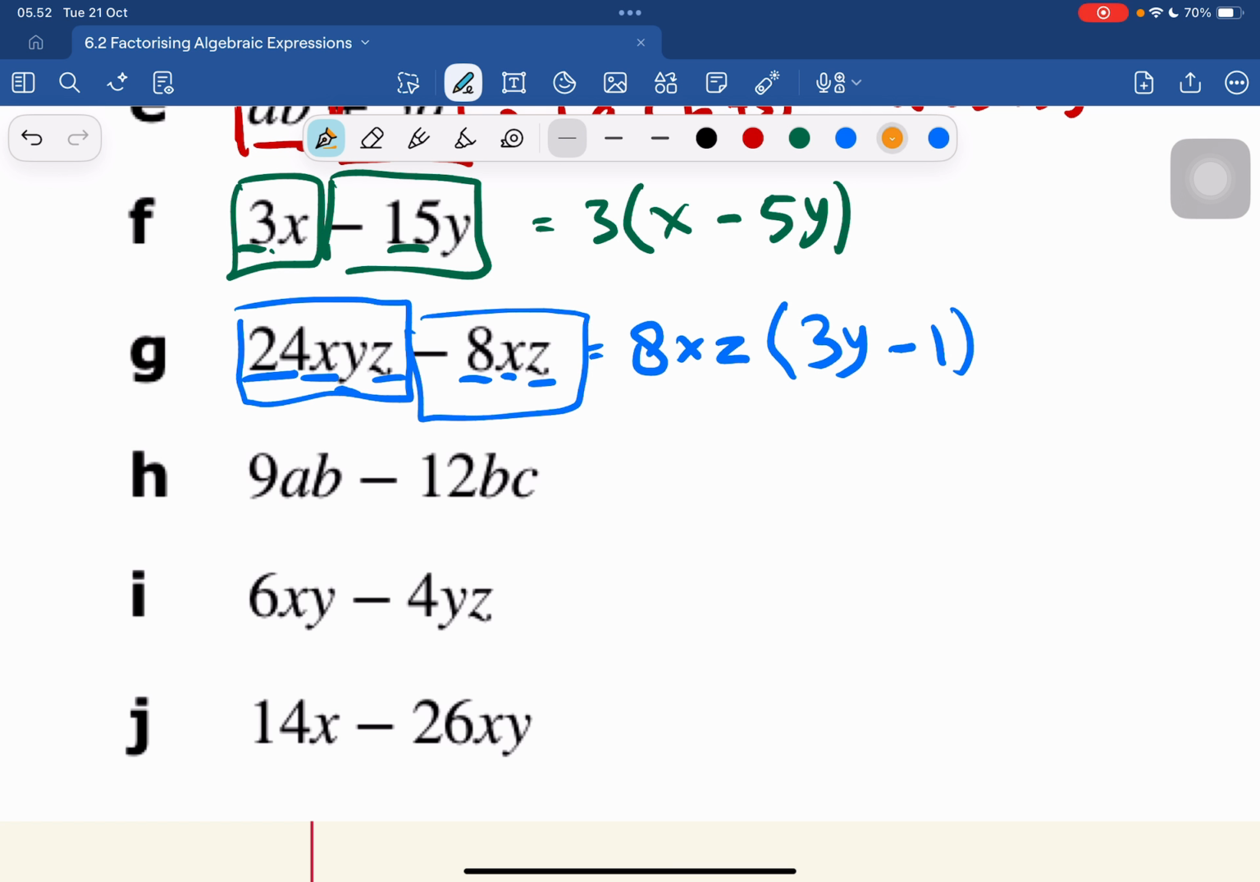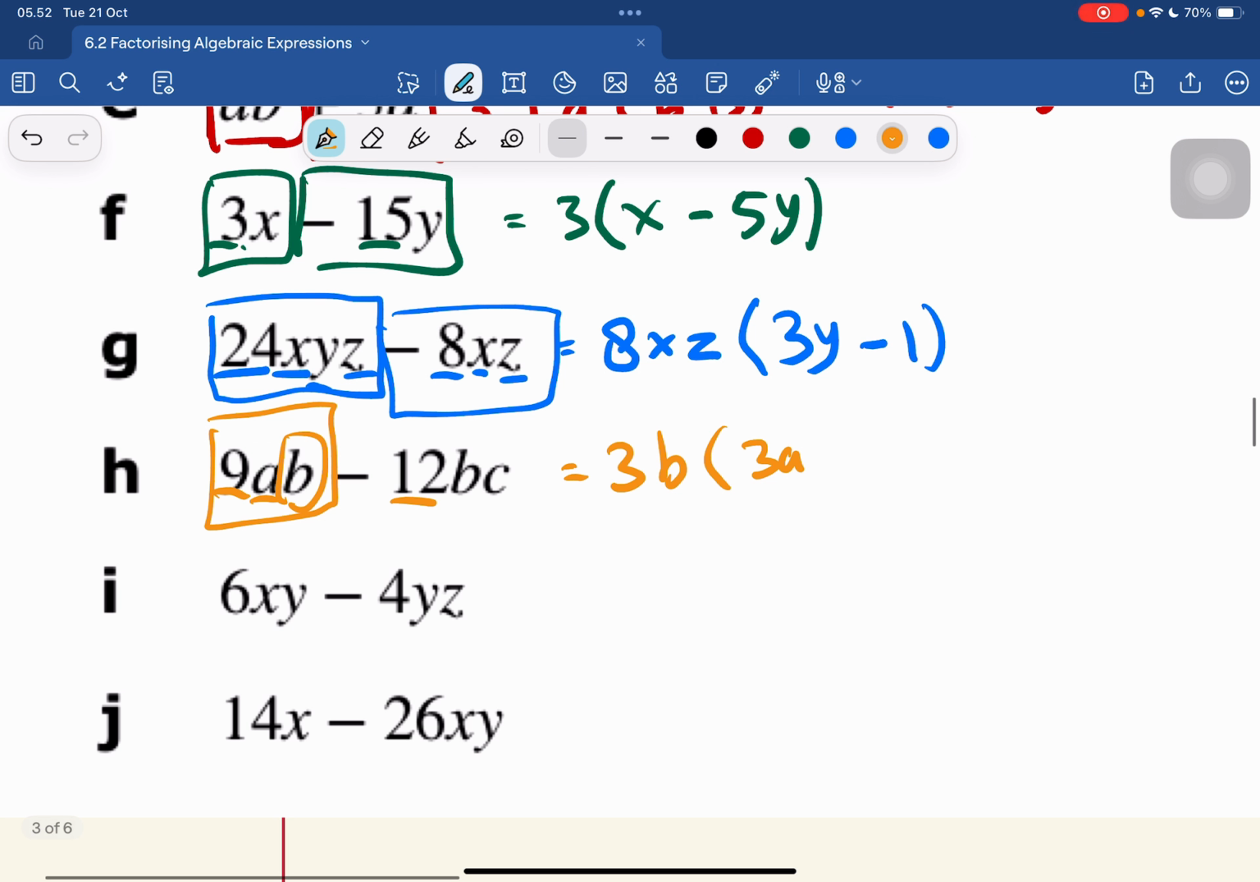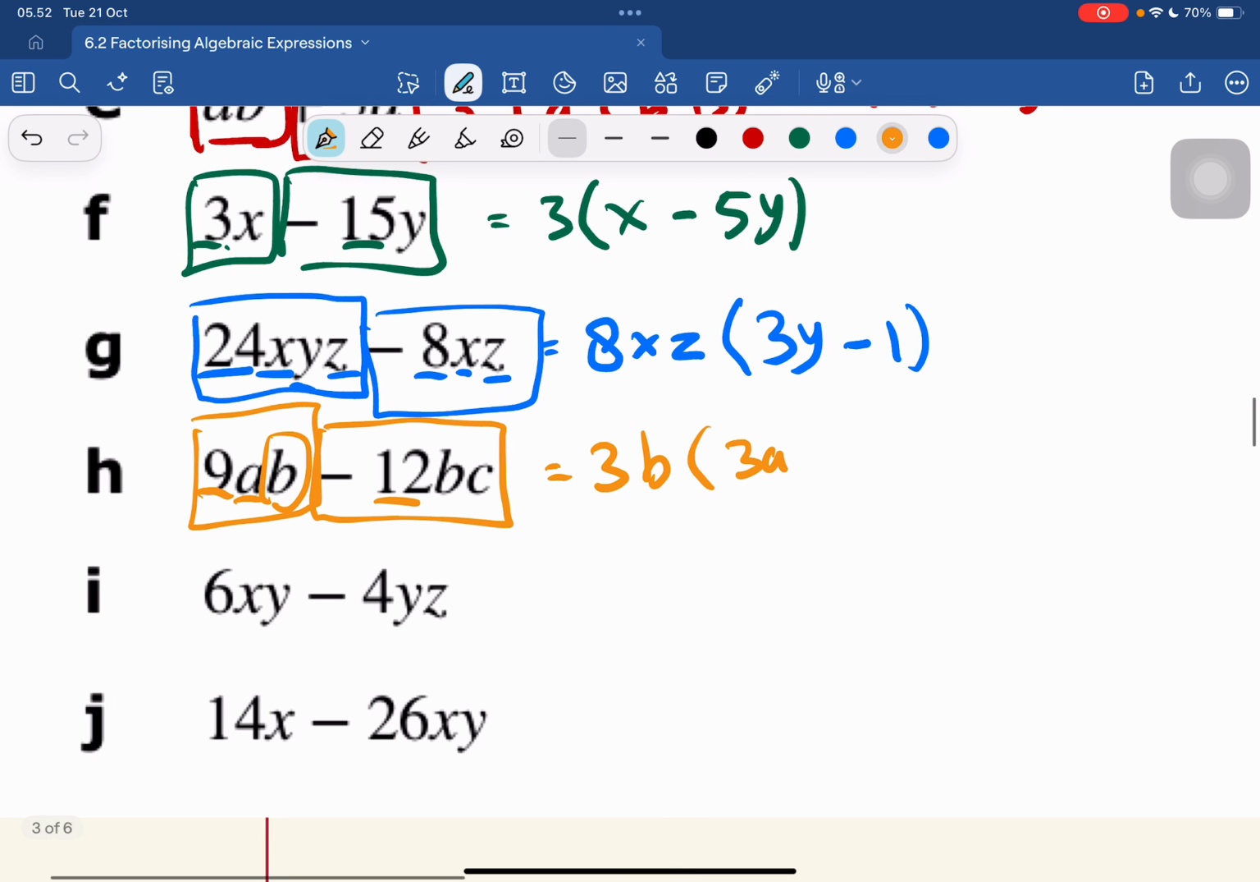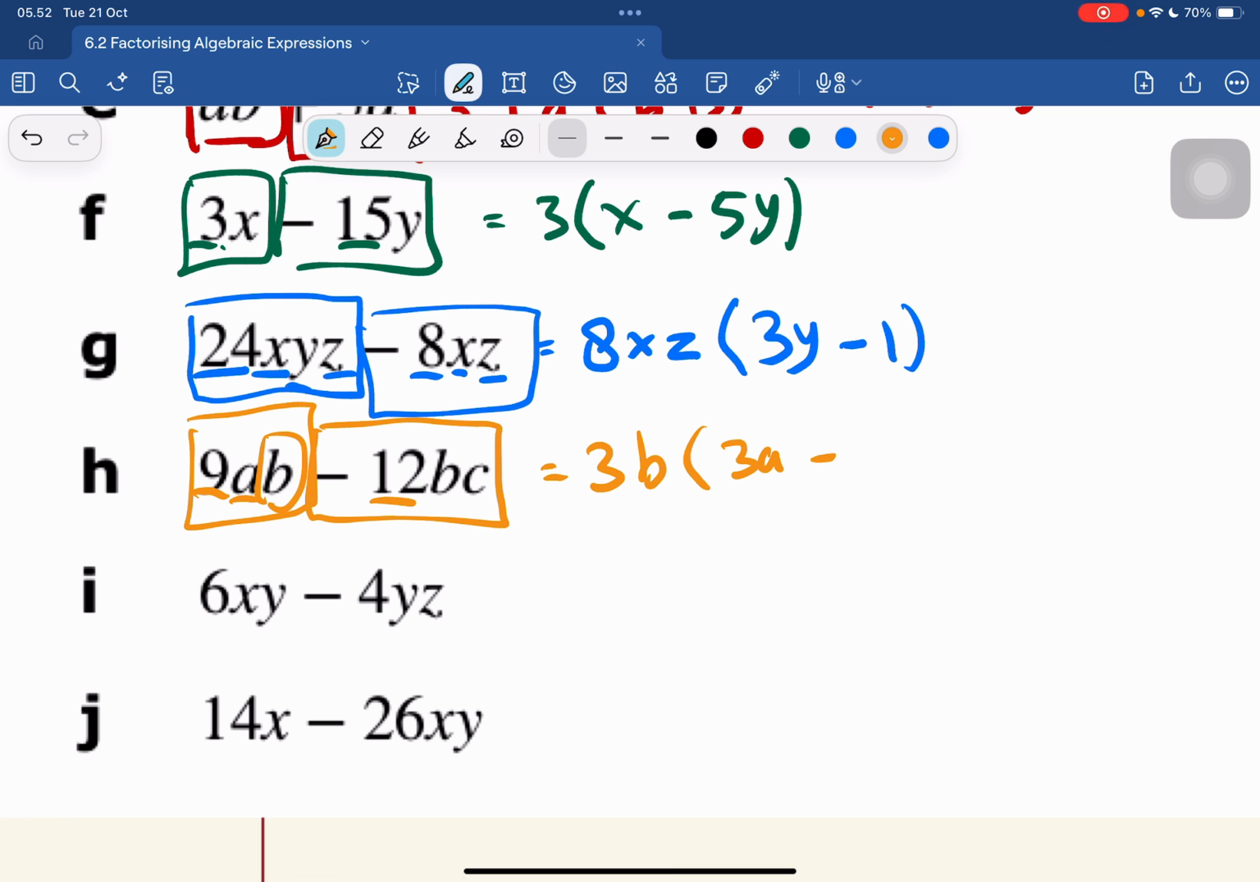Okay, there we go. Look at 9 and 12. Highest common factor of 9 and 12 is 3. A, okay, there is no highest common factor, and the last is B. So we make it bracket 3B times what number to make it 9AB? Is it 3A? And then 3B times what number to make it minus 12BC? So this is minus 4C.